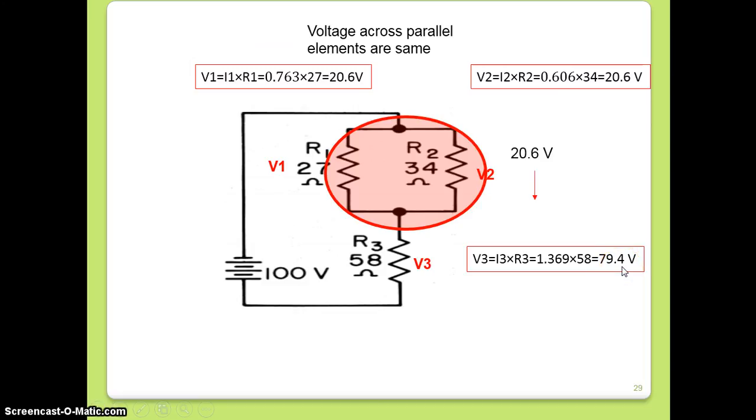Let us check one more point here. 20.6 is the voltage of the parallel branch and 79.4 is the voltage of the series element. Now, if you add the two voltages, you will get back 100 volts, which is the total supply voltage. The total supply voltage gets divided into the voltage for this element as a whole and the voltage drop across the third resistance.